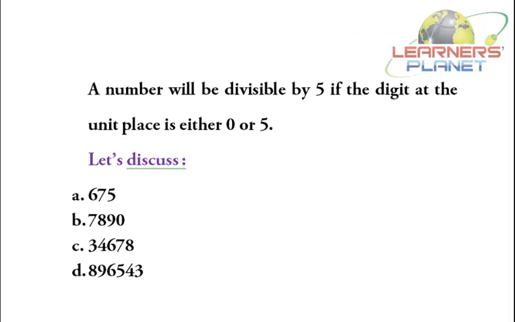Now let's see the divisibility test of 5. A number will be divisible by 5 if the digit at the unit place is either 0 or 5. It is but obvious. We know this rule already.